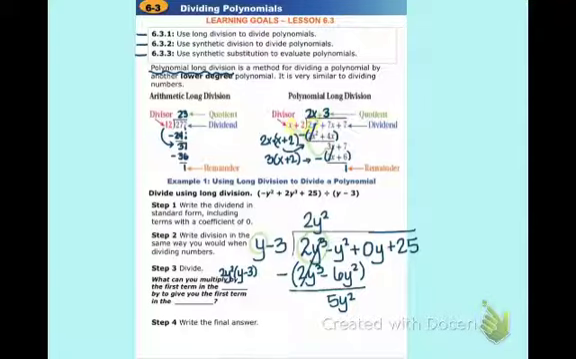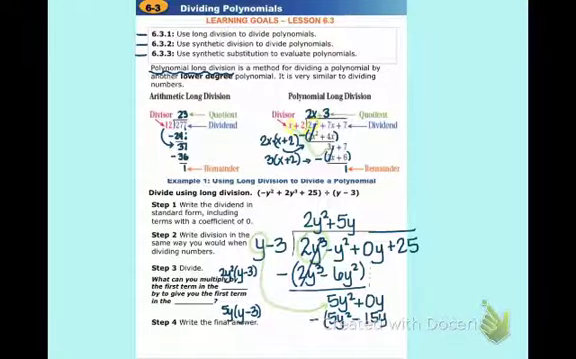Now I'm going to bring down the next term. That next term, if I bring it down, is a y times 0, or a 0y. Now I'm going to look to see how many times that y in the divisor goes into 5y squared. It will go in there 5y times. So now I'm going to take that 5y and multiply it by the divisor of y minus 3. I'm going to do that again, and what I get is 5y squared minus 15y.